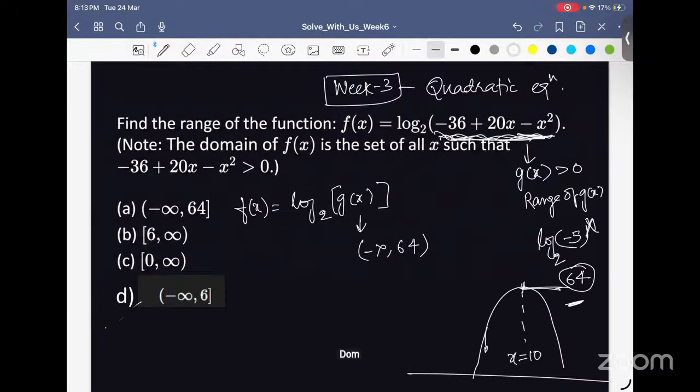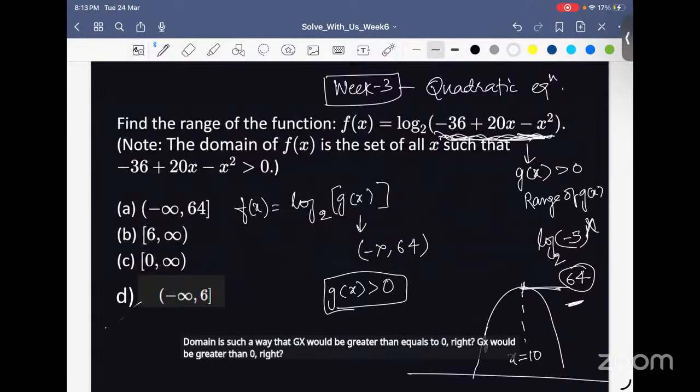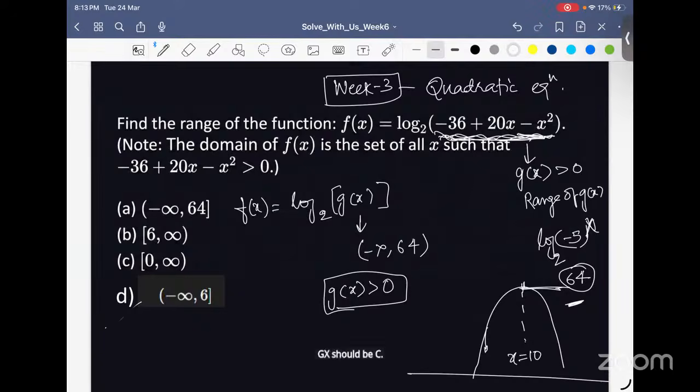Domain is such a way that gx should be greater than or equal to 0, right? Gx should be greater than 0, right? Gx should be 2 to 18, sir. 2 to 18, yeah, correct. Okay, that is fine. I can understand what you are trying to say. You are just putting this as greater than 0.